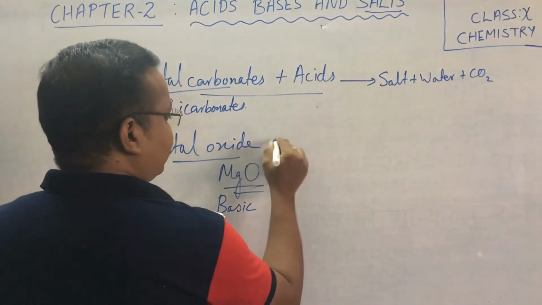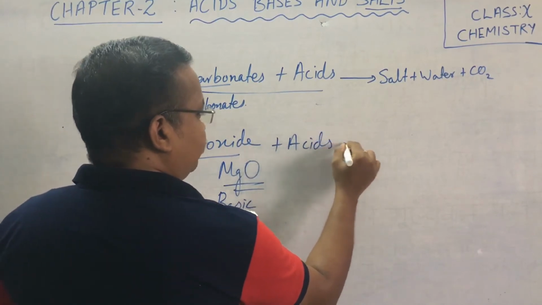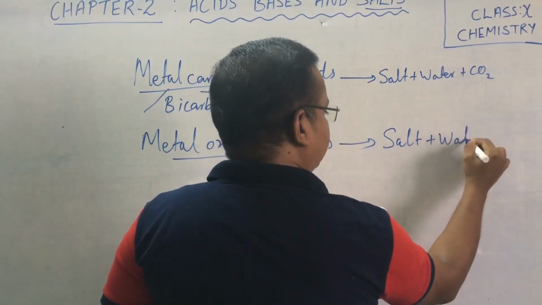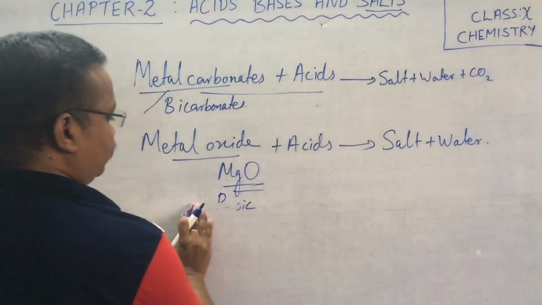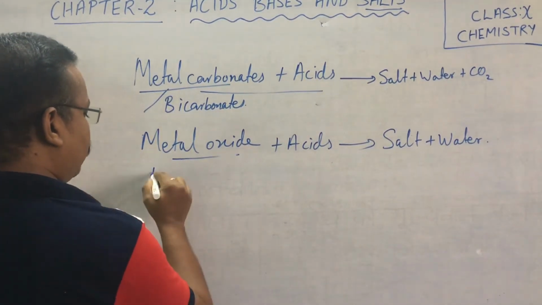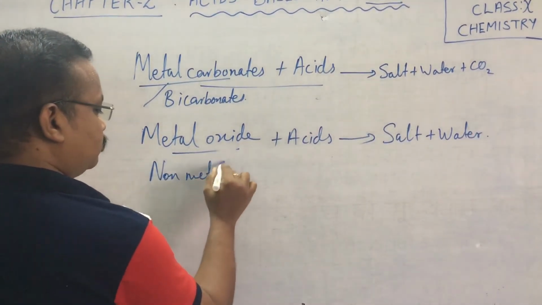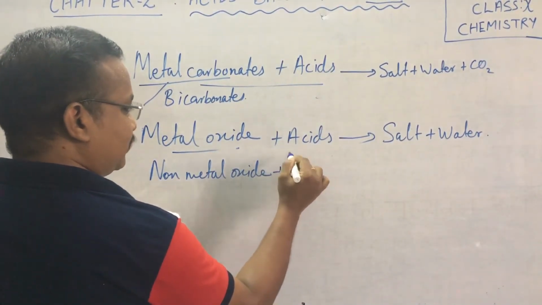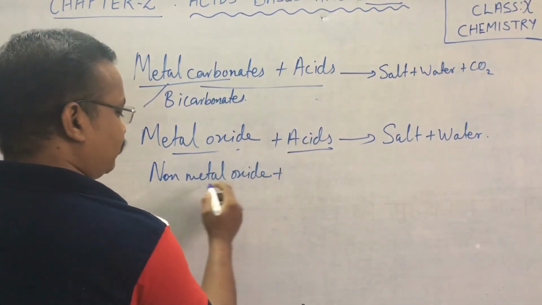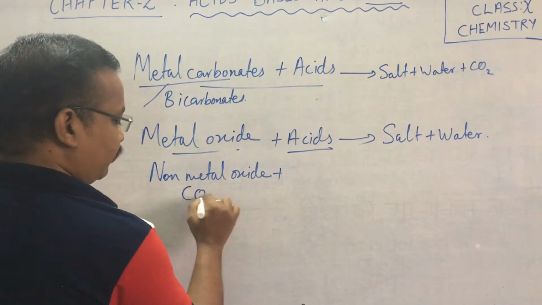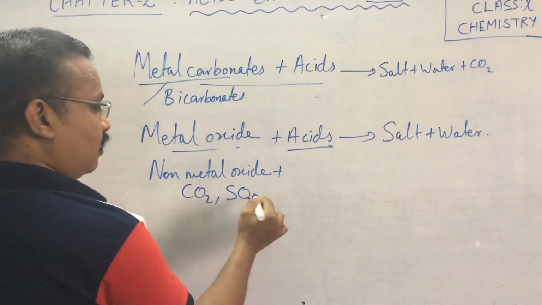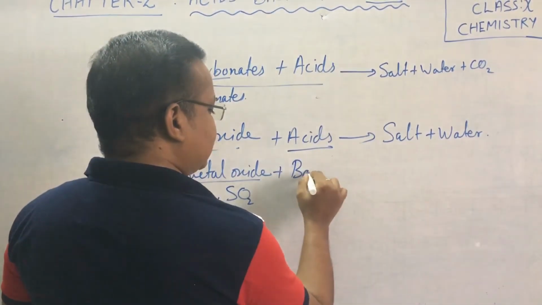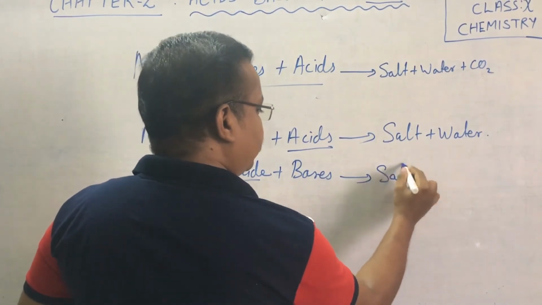So on reacting metal oxides with acids, we get a similar case: salt and water are produced. Of course, if instead of a metal oxide it is a non-metal oxide, it will not react with acid. Non-metal oxides like carbon dioxide, sulfur dioxide or nitrogen dioxide react with bases to produce salt and water.